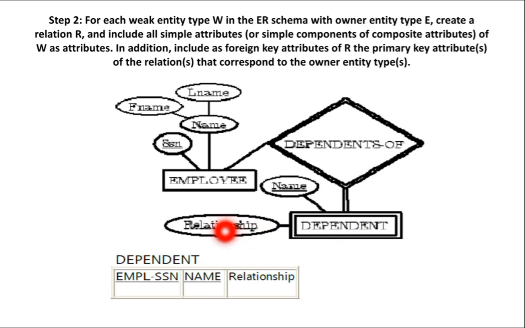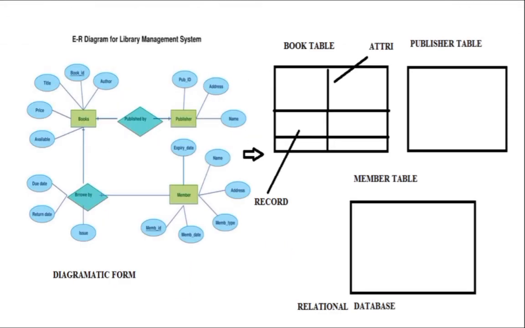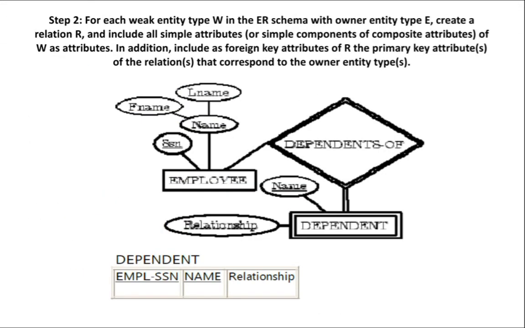See, employee SSN, name, relationship. You have to show the separate relationship. What type of relationship is this? Dependents depend on the employee. Also, you are using the same employee SSN for the weak entity also. Hope you are understanding, guys. The same employee SSN is used for identifying the weak entity dependent.